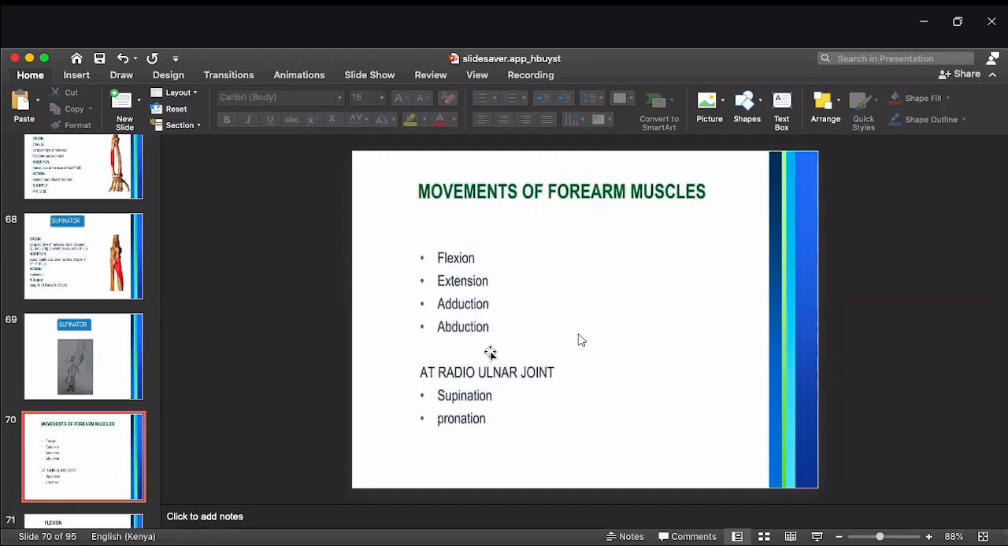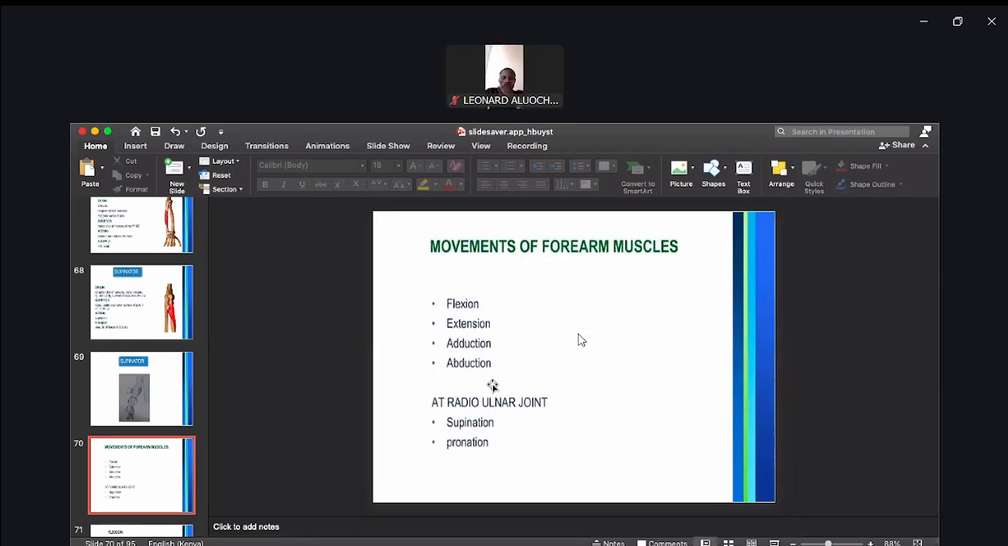Movement of the muscles of the forearm: flexion, extension, abduction, adduction; that one is good to know. While at the radioulnar joint, you have supination and pronation. Supination is when your palm faces forward. In pronation, you see the dorsal aspect of the hand. So when you're showing the palm, that is supination, while pronation is when the palm faces down.